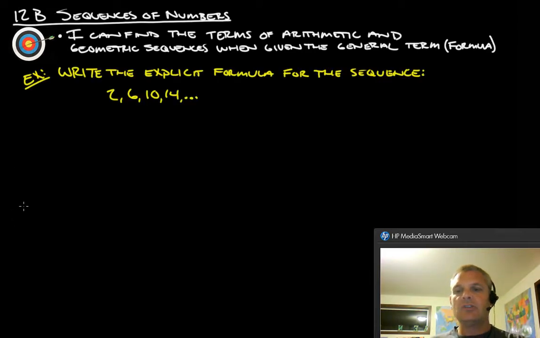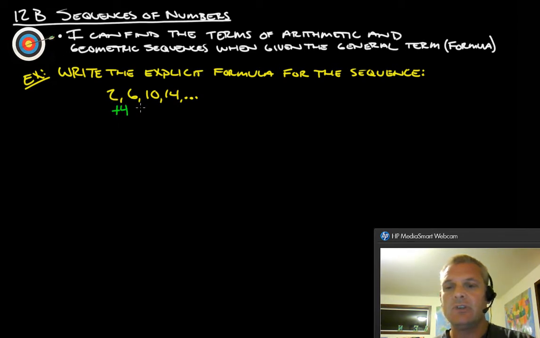Okay, so we are going to write the explicit formula for the sequence 2, 6, 10, 14, and so forth and so on. All right. So let's see. The first thing I think I want to try is to figure out what the difference is for each one.